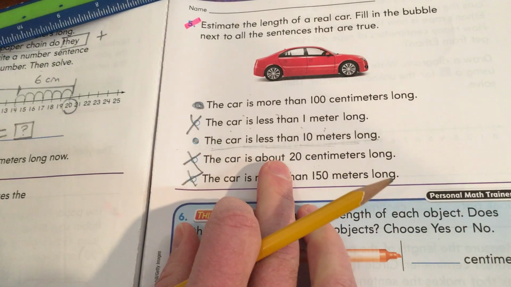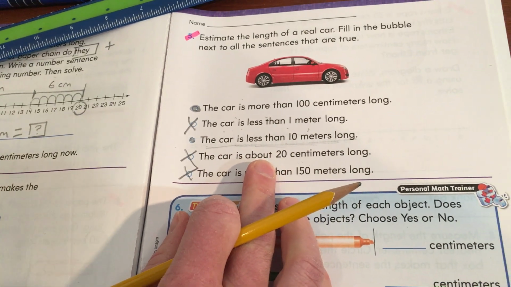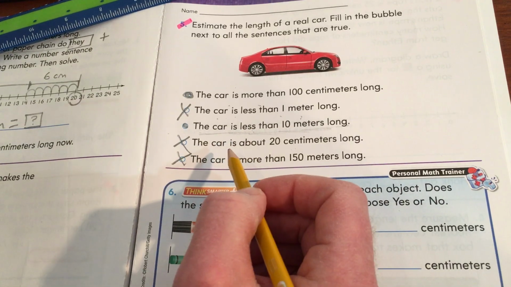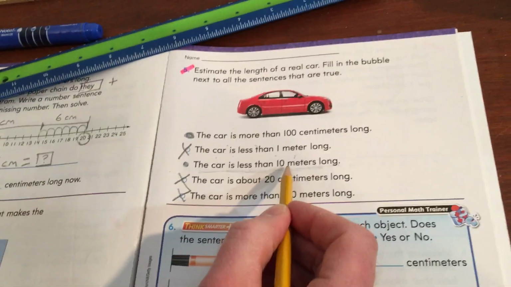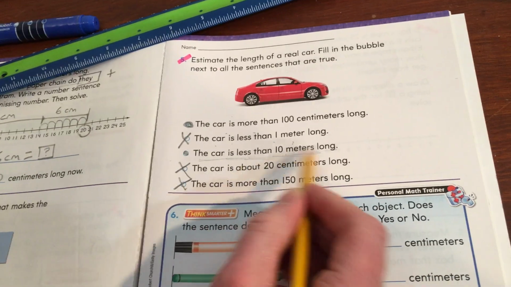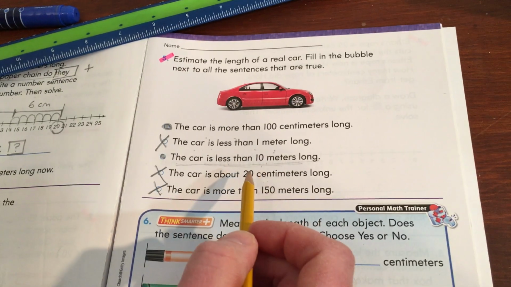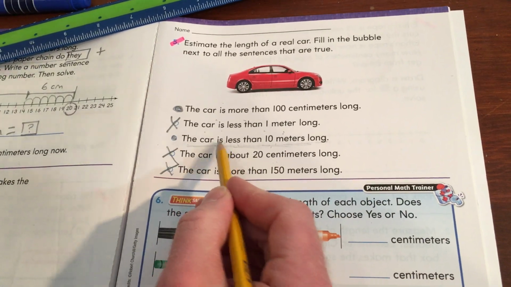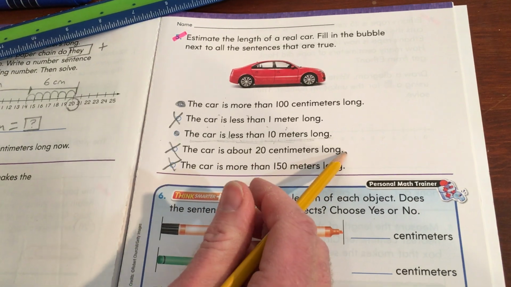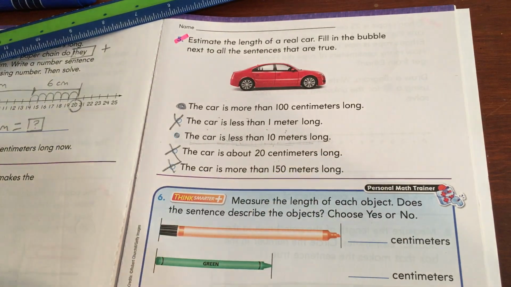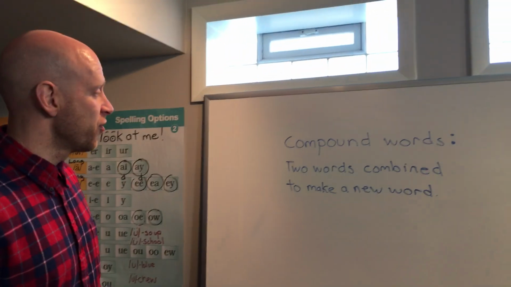Now this is the only one that's a little debatable. It just depends on how long your car is. If you have a smaller car, then you could say it is less than 10 meters long. Your mom or dad's car might be a little bigger, so that one you might want to say that's not true. But in my case, it is a little less than 10 meters long, okay? All right, those are the big things for math. And up here, we're going to jump to Fundations.